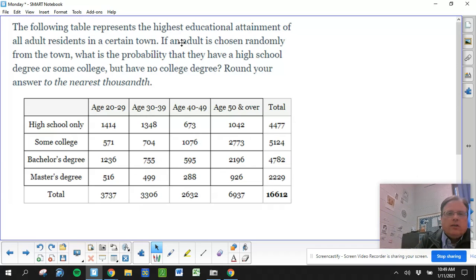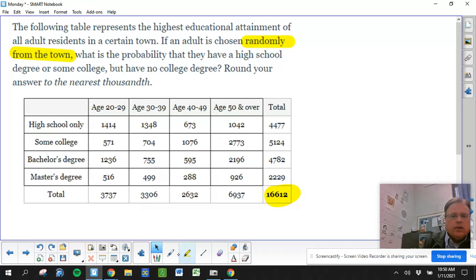All right, it says if an adult is chosen randomly from the town. Now, randomly from the town, you hear the bell? Randomly from the town means I'm using the entire class. So I'm going to let that yellow stay put for a minute. That means instead of like we did before, where we only look at one line or one column, we're actually looking at the whole group.